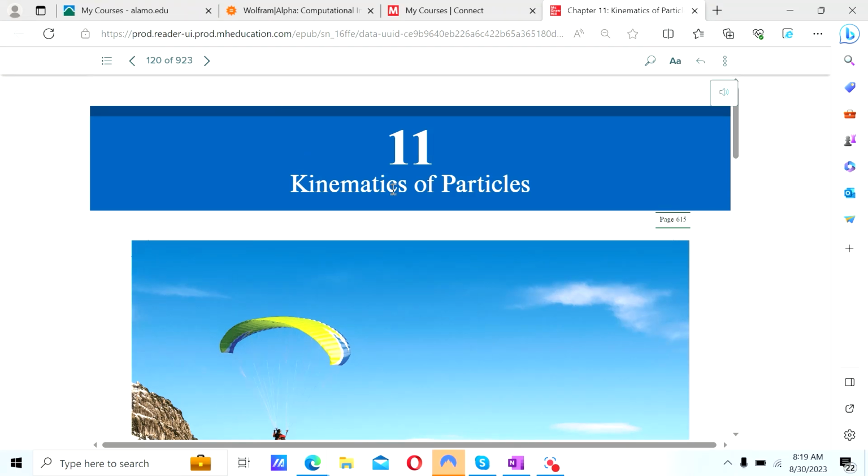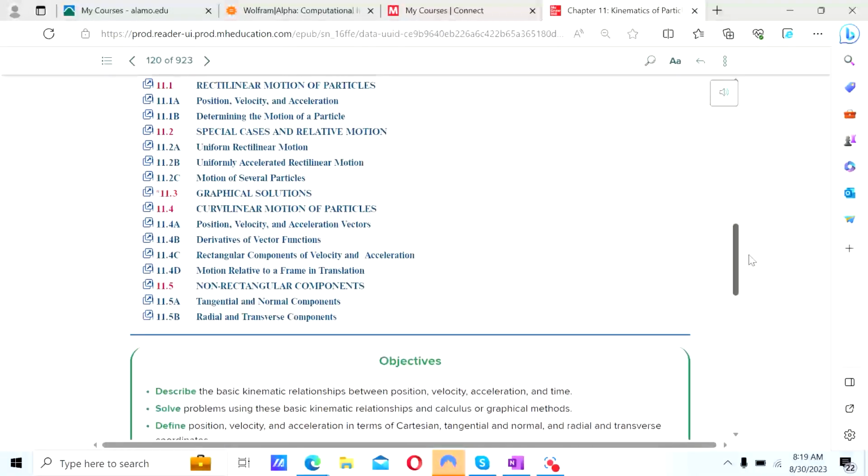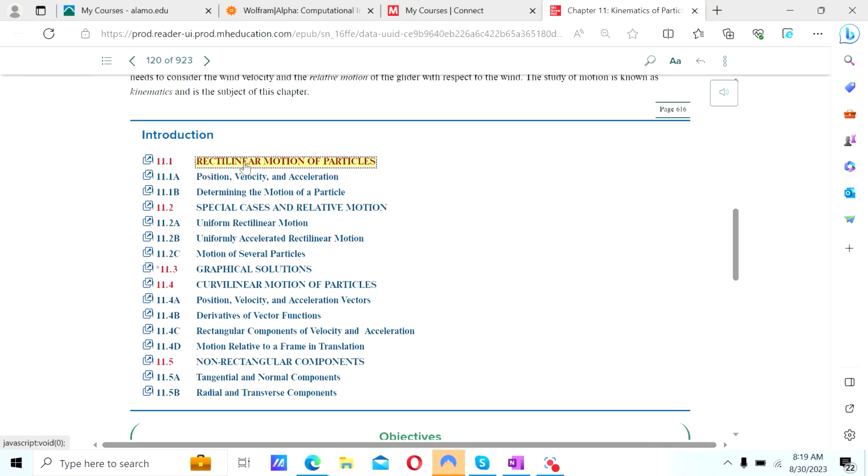So chapter 11 is the kinematics of a particle, which we're going to learn what that means, and then we're going to use those concepts to move and study systems. So one thing to consider is that this chapter goes from linear or rectilinear motion of particles. That does not mean necessarily that it's just a straight line, but it means that it's only one dimension, two if you consider time.